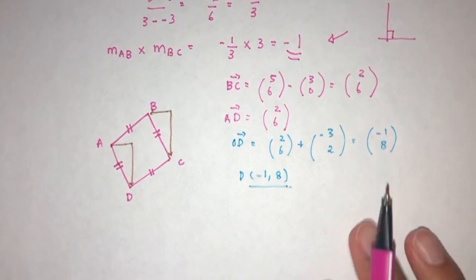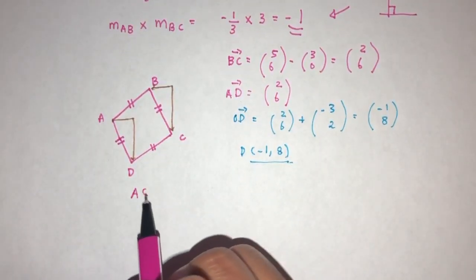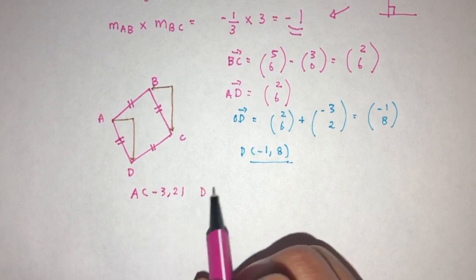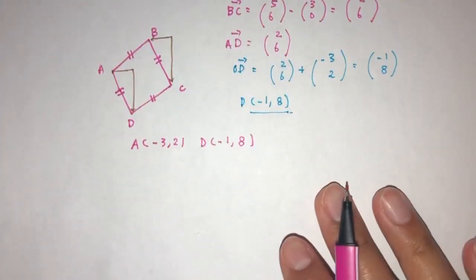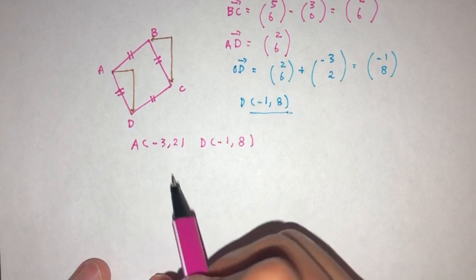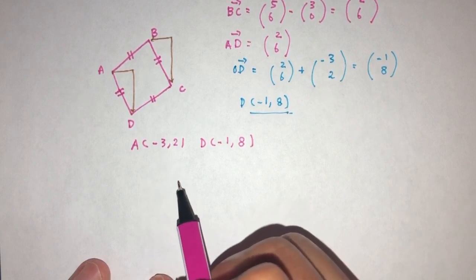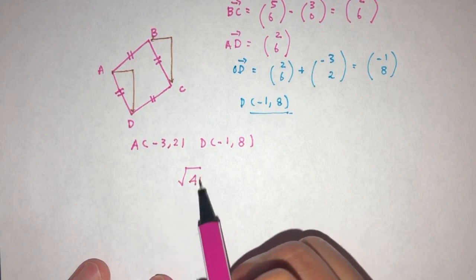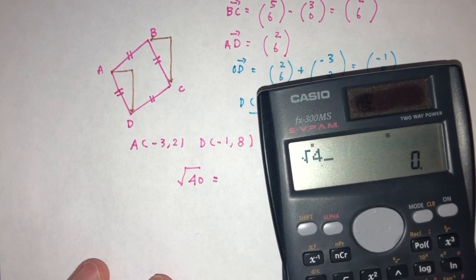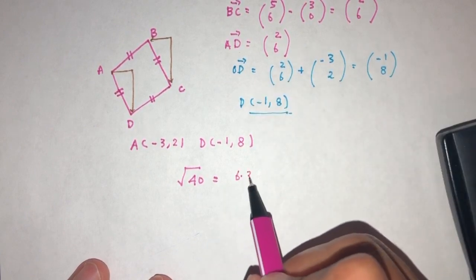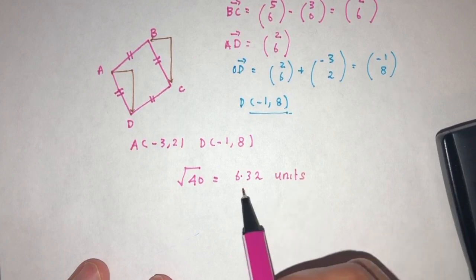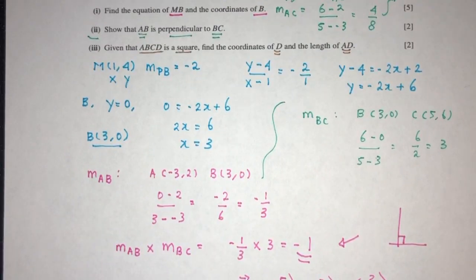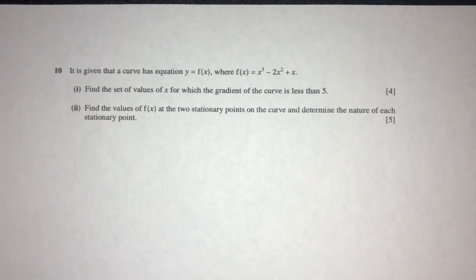So finally, we have to find the length of AD. A is the point (-3, 2), and the point D is (-1, 8). You can find this by using the formula we know, right? That will be the square root of 4 plus 36, which is the square root of 40. That should be 6.32 units. That should be the length of AD. Okay, so that will be your question part 3 for coordinate geometry. Let's move on to the next question.